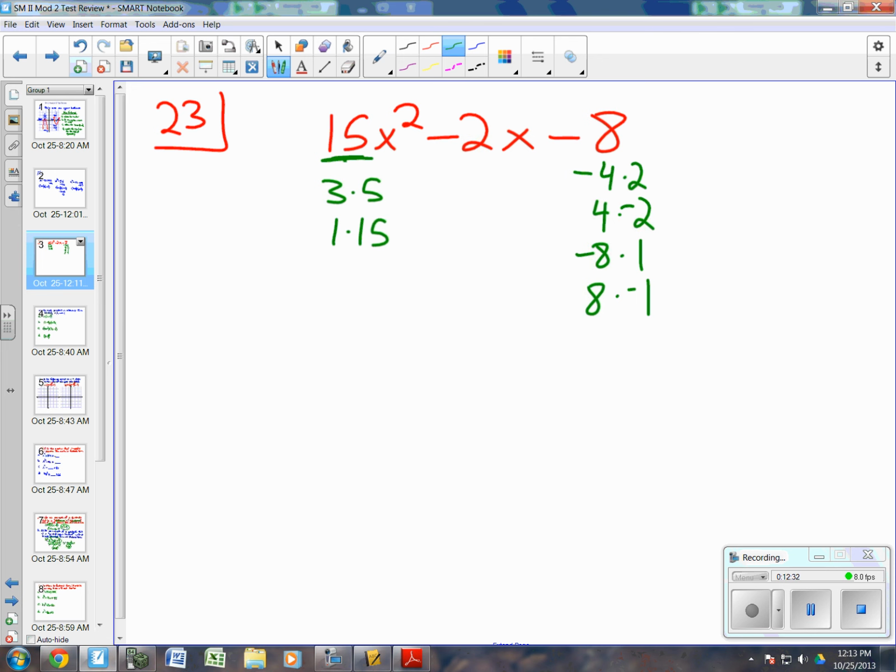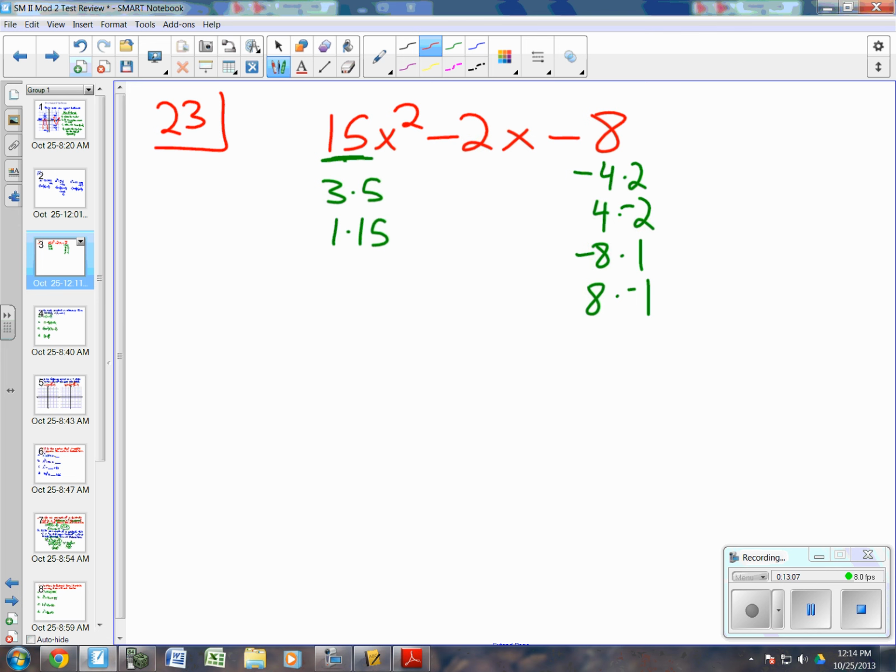Now what we have to do right here, guys, really all these problems come down to is multiplication and addition. You just got to find the right combination. So if I'm looking right here, I'm trying to find what pair over here, is it going to be 1 and 15 or 3 and 5, am I going to times by which pair over here so that when I add their numbers together, I get a -2. Okay, now if I'm looking at this, I need these numbers to be fairly close together. I can actually see what it's going to be.